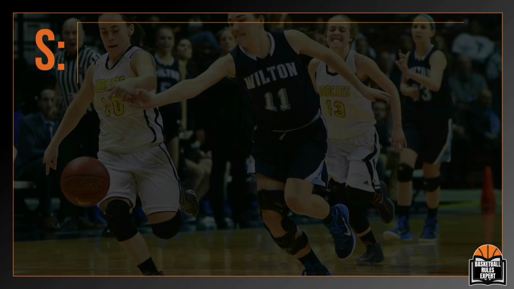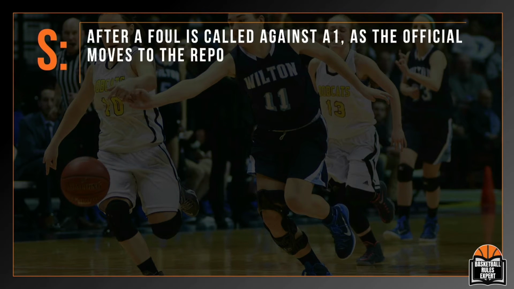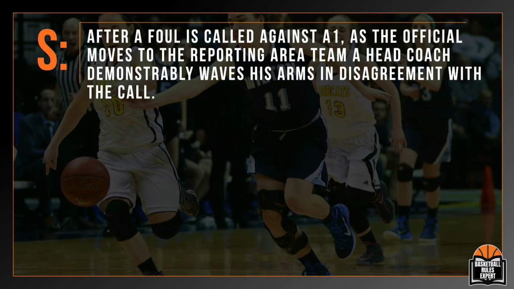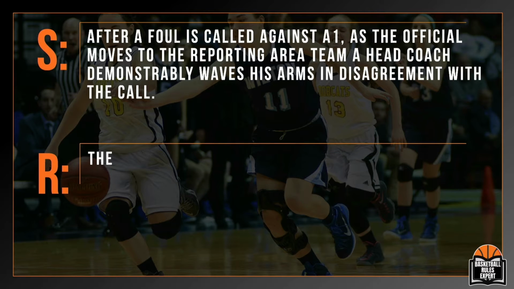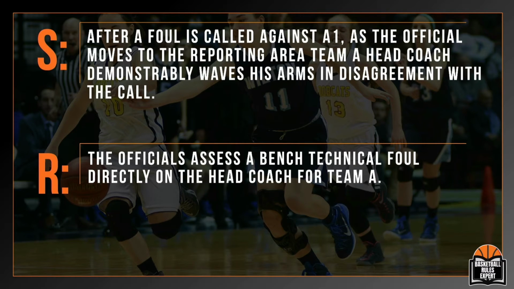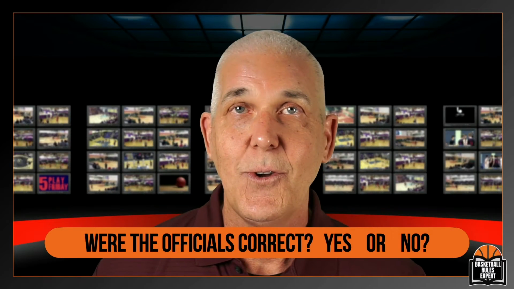Let's take a look now at another play scenario. After a foul is called against A1, as the official moves to the reporting area, the Team A head coach demonstrably waves his arms in disagreement with the call. The officials assess a bench technical foul directly on the head coach for Team A. Were the officials correct? Yes or no? Yes, they were. This is a technical foul. It is a direct technical foul on the head coach.